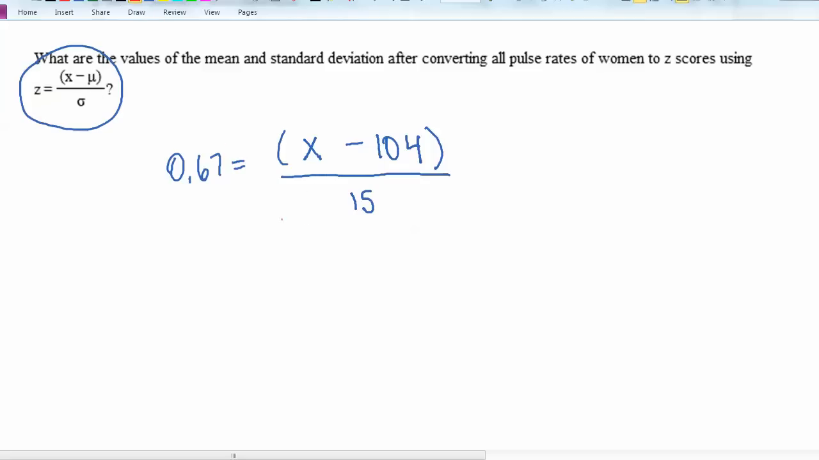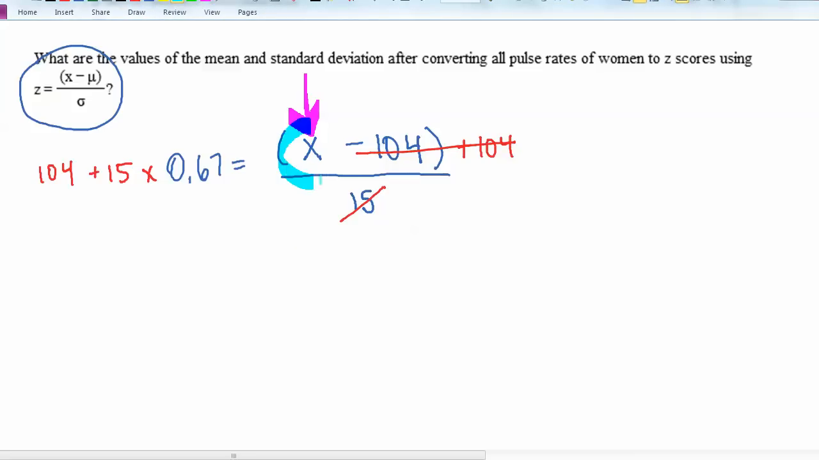Or if you just remember the reverse of all these steps in the first place, you should have multiplied by 15 to get rid of the 15 that it was being divided by over here, and then you should have added 104 to get rid of the 104 that was being subtracted there, and that would feed you right into the x value that we're looking for.